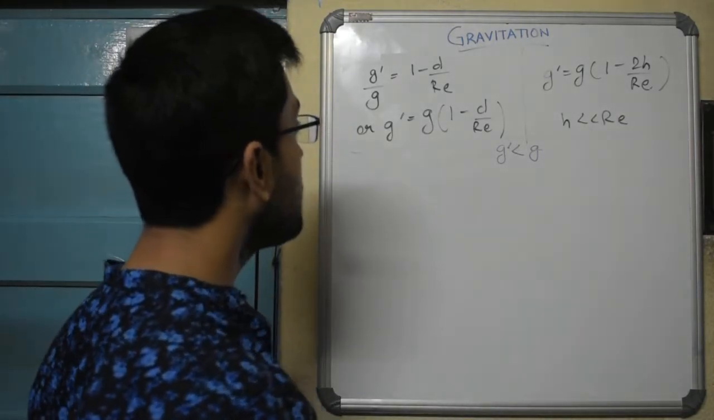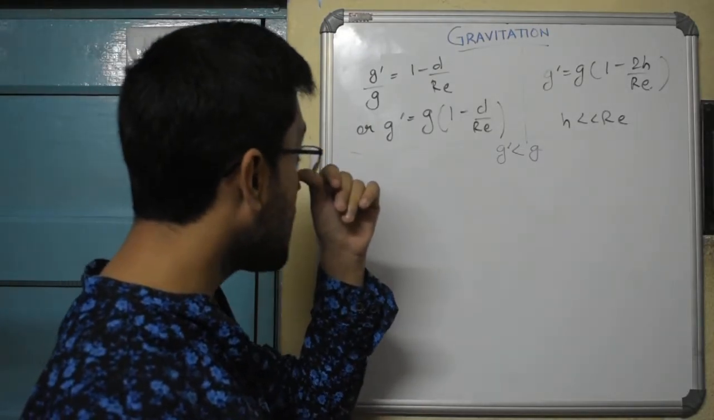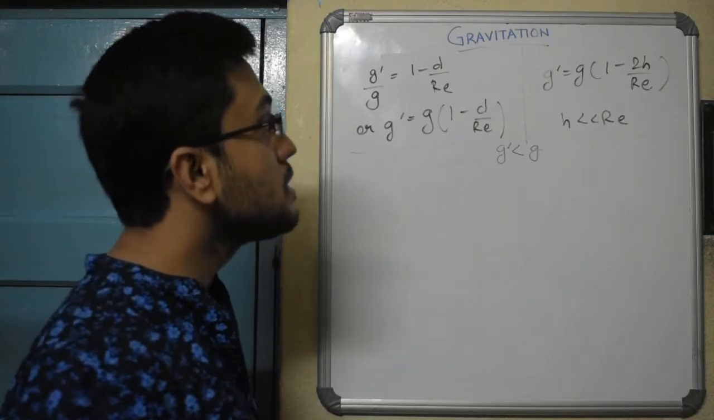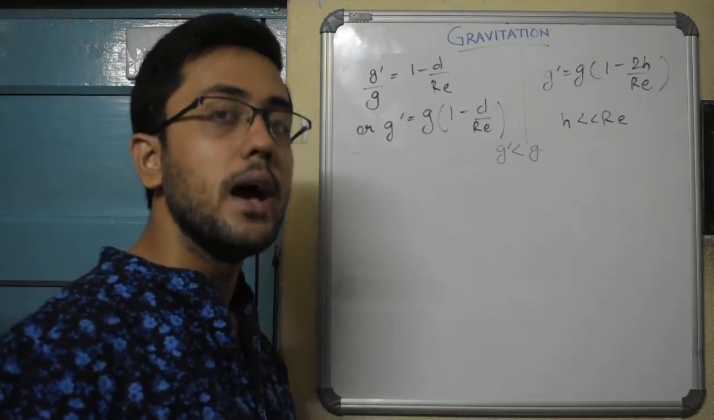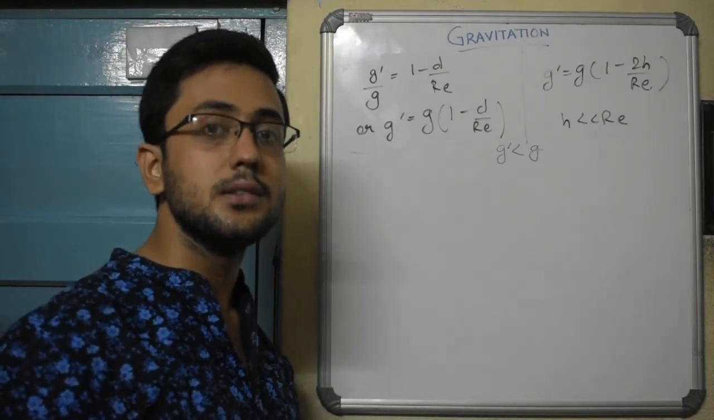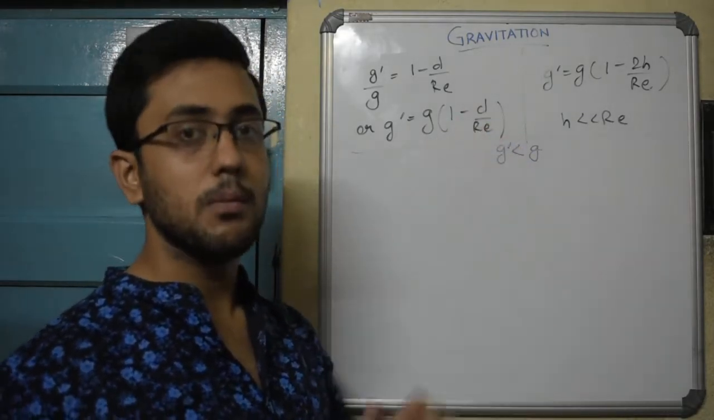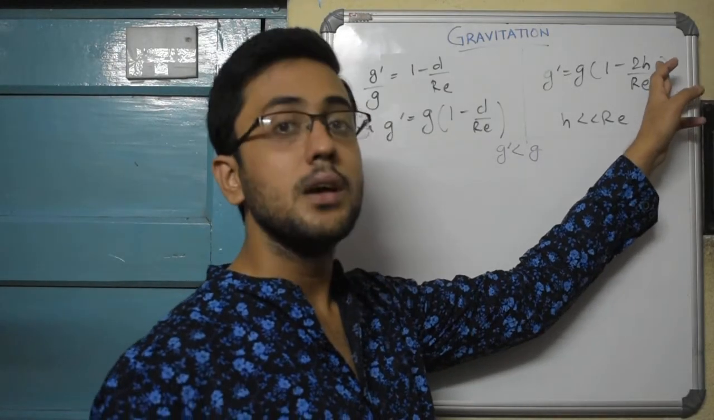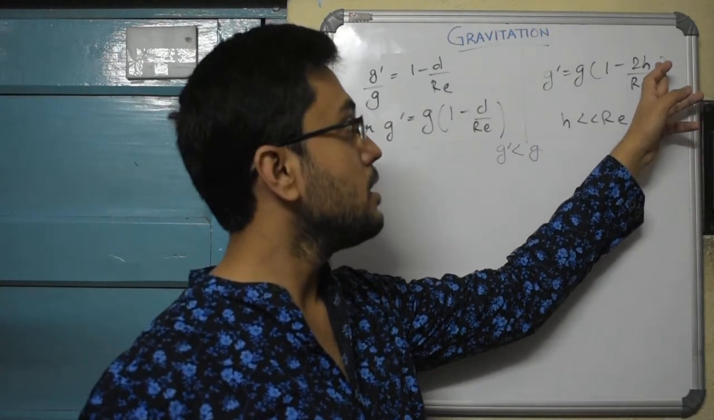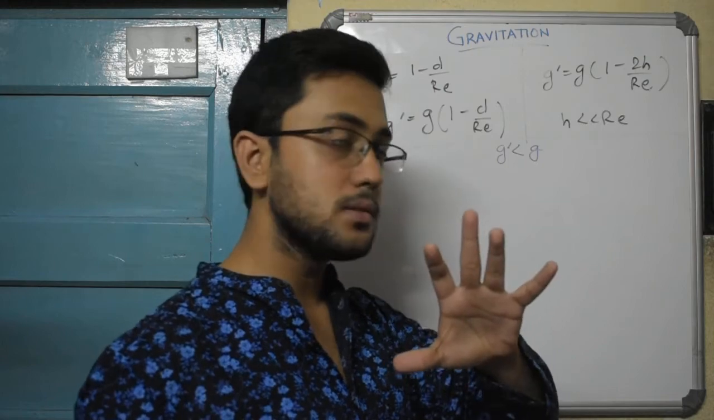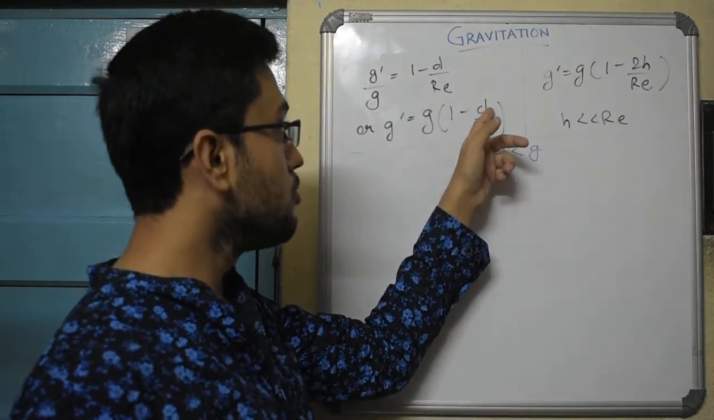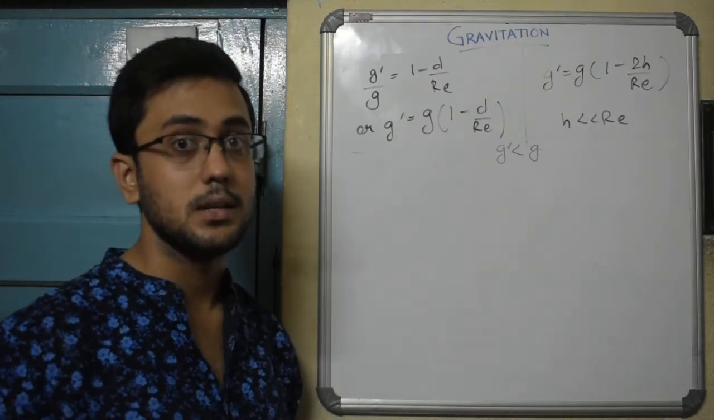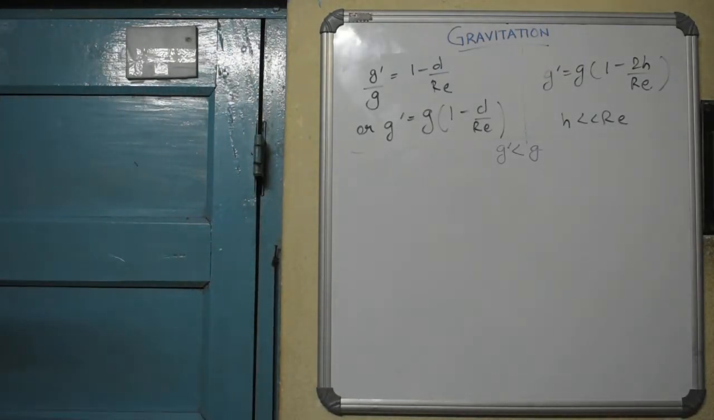And how does it vary? For depth, it's 1 minus d by R_E. For a height, it is 1 minus 2h by R_E. That means when you are moving down, the value of acceleration due to gravity decreases only half as rapidly as when you are moving up. How do I say this? Well, say you have moved up a distance of 500 meters. That will make this 2 into h, 1000 meters. For the depth, you have to move a distance of 1000 meters for it to decrease to the same extent. So that is why we say this.